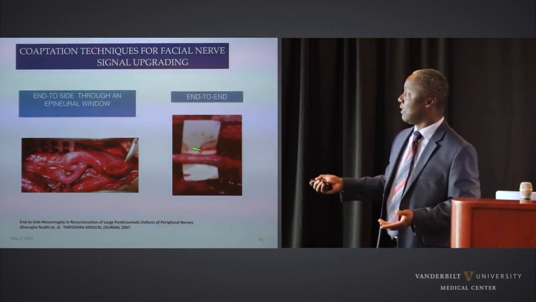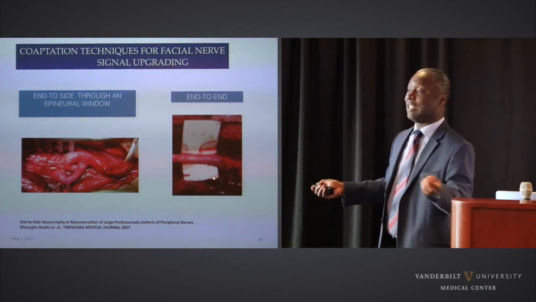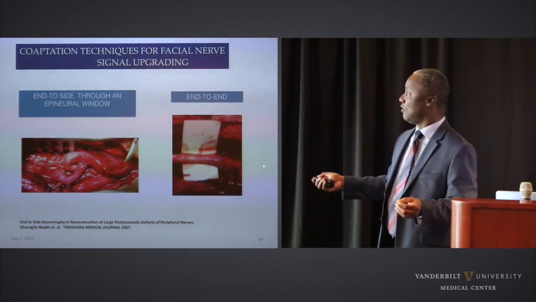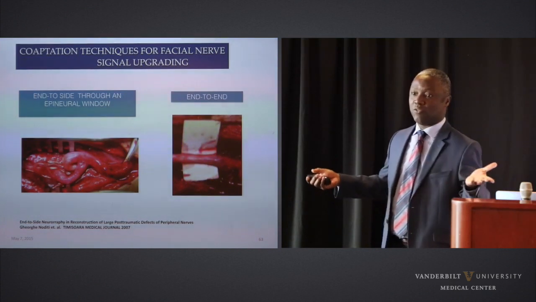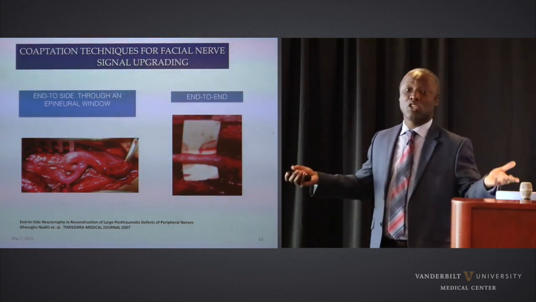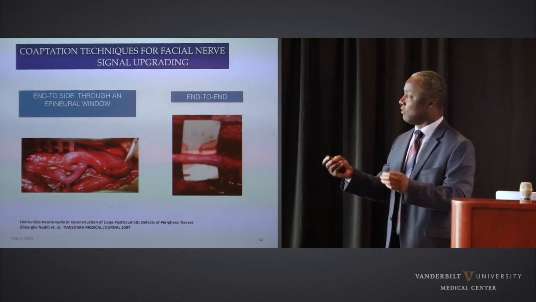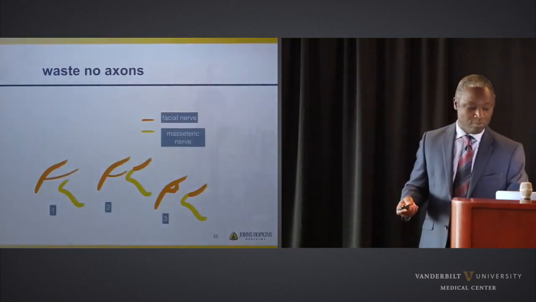Of course, this is the time-tested end-to-end. If you really want a lot of axons growing, you cut the nerve and you connect the two nerves. This is really straightforward. You suture, you can glue it as well. In terms of technique, that's not very complicated.